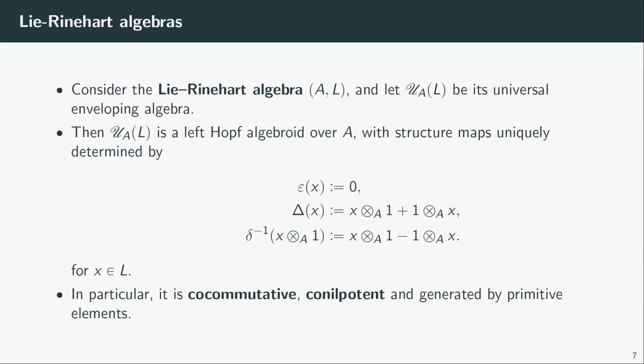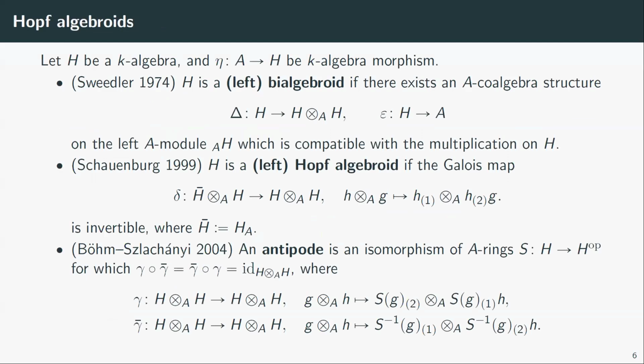The way to get an antipode for Hopf algebras is that we take the inverse of the Galois map and we hit one of the legs with epsilon. The problem is that for Hopf algebroids, the co-unit epsilon is left linear, but not right linear. And in the tensor product used to define delta, we use, however, the right A action, and that's why it fails.